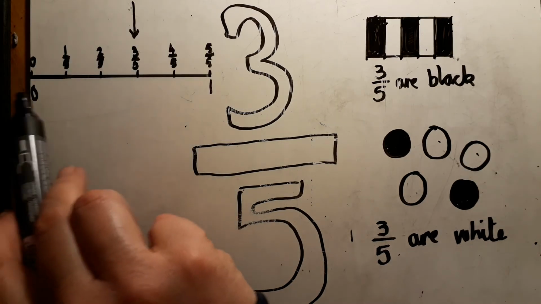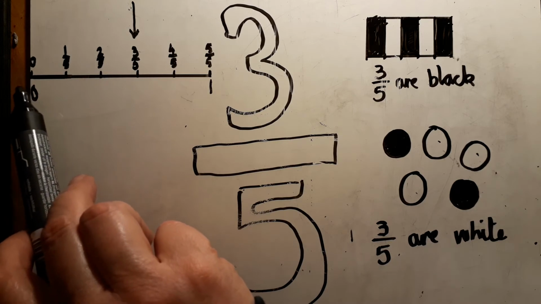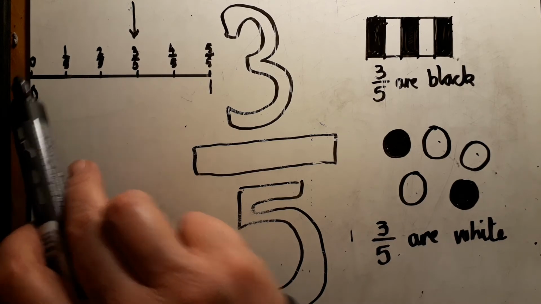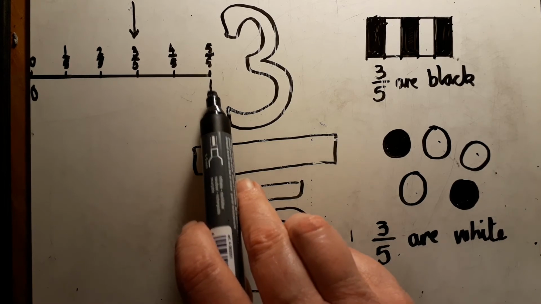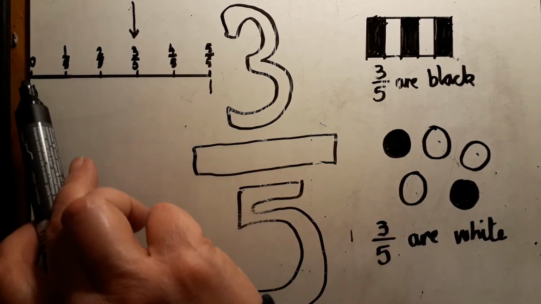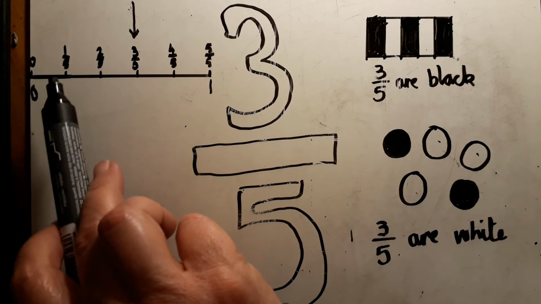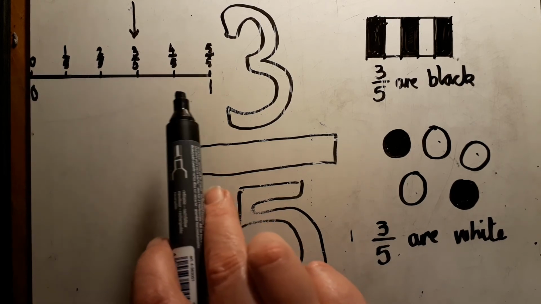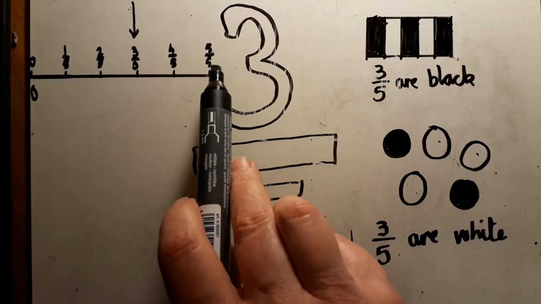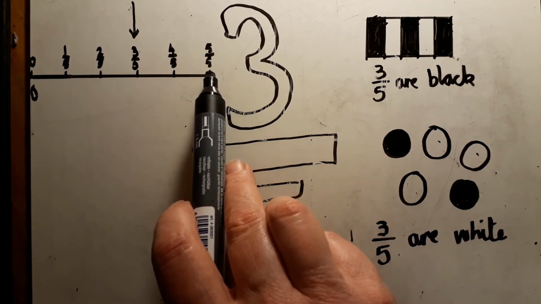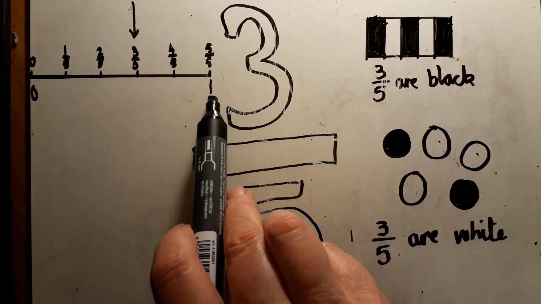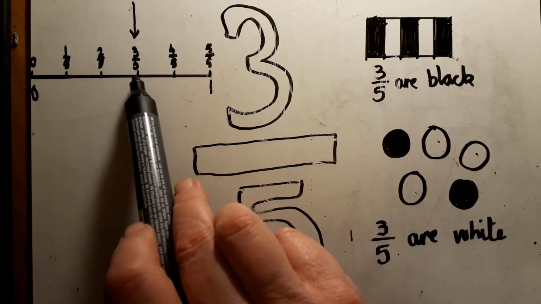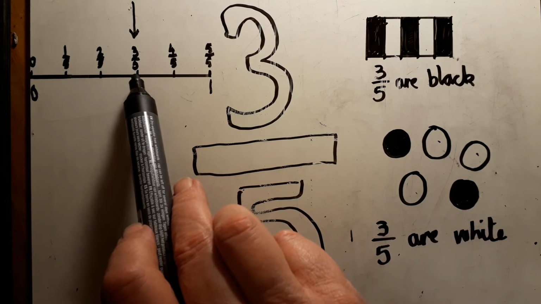And here I've drawn a number line going up in fifths. So this is 0, and this represents 1 whole. So if I was going up in fifths, this would be 1/5, 2/5, 3/5, 4/5, 5/5. Okay, which is the same as having a whole one. And my 3/5 is there.